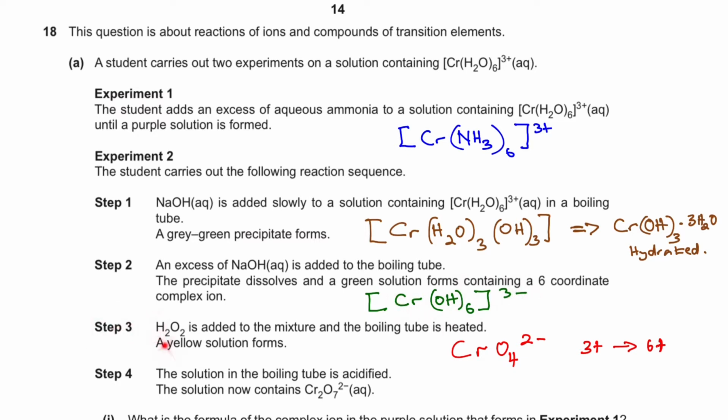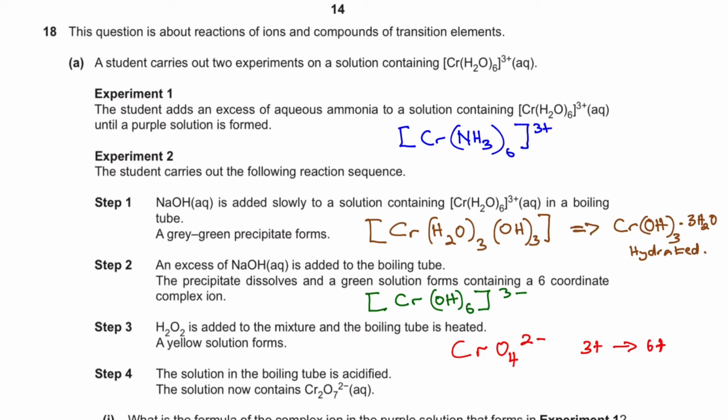Step 3. H2O2, hydrogen peroxide, is added to the mixture, and the boiling tube is heated. A yellow solution is formed. Well, H2O2 hydrogen peroxide is an oxidizing agent. That means it will oxidize chromium. So chromium has been oxidized from +3 to +6. So you can see we've added oxygen there as well.